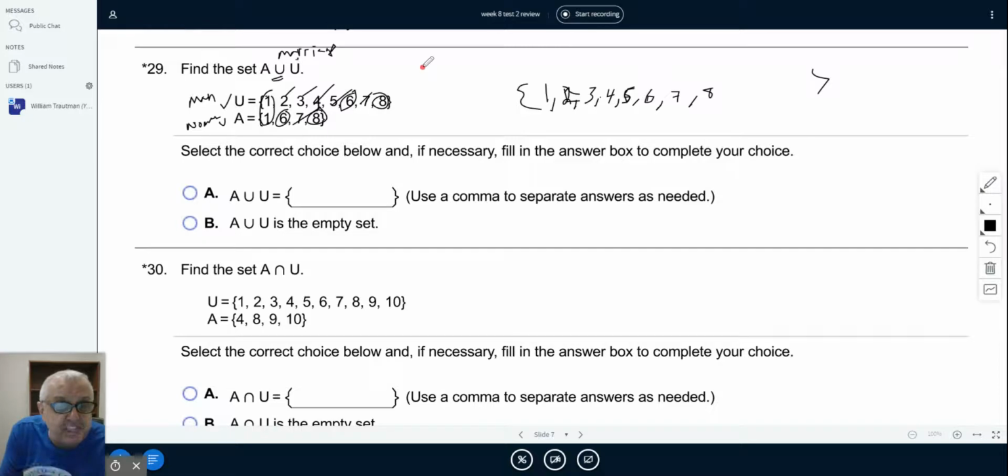Anyway, so that's the union. So the answer to this is 1, 2, 3, 4, 5, 6, 7, 8. The marriage of the two. And sure enough, I did problem 29, which I wasn't supposed to do. I was supposed to do problem 30, but it's the same thing. Actually, no, I'm going to do problem 30 right now because it's different.